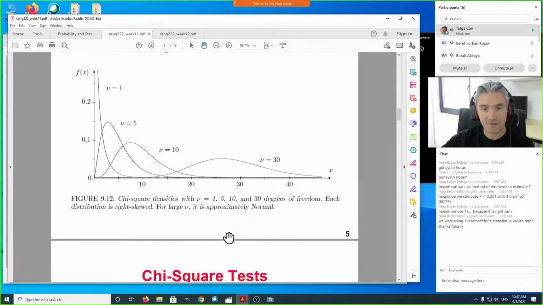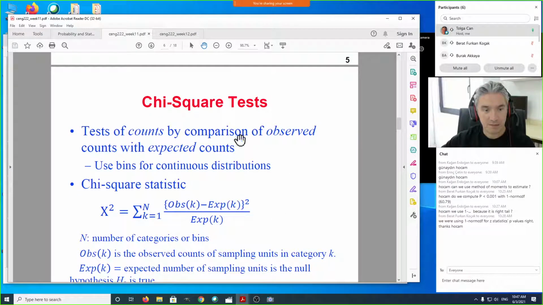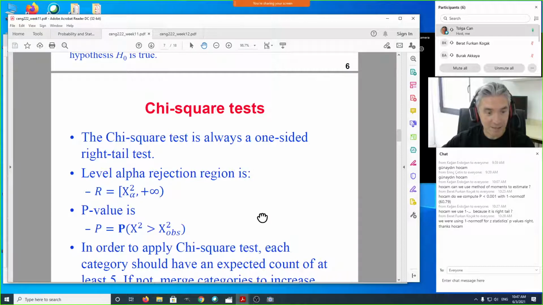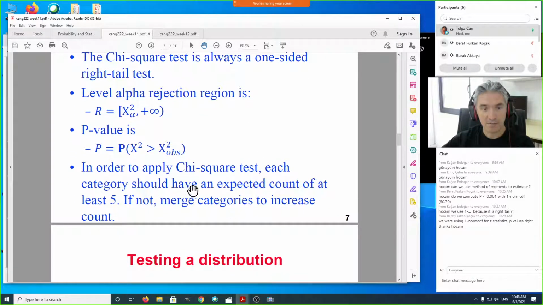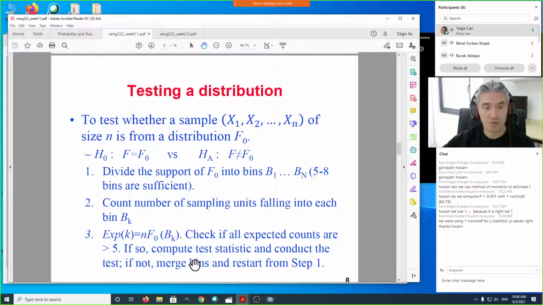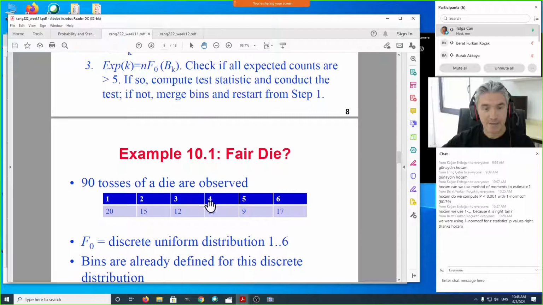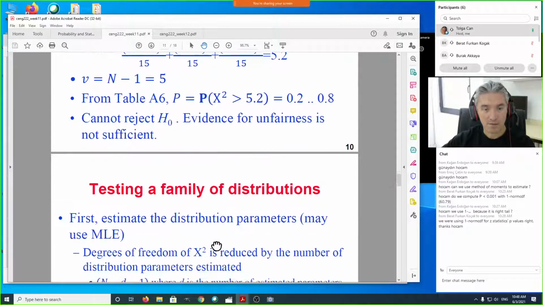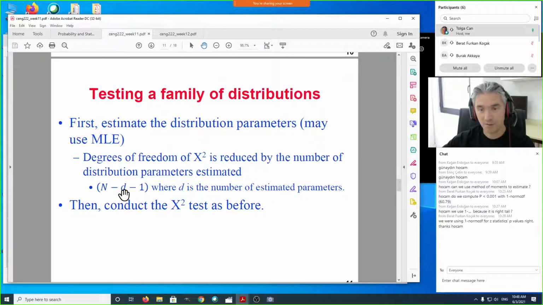We have seen these different chi-square shapes for different degrees of freedom. And yeah, we have gone over this formula, what we can use the chi-square test for. It's always a right tail test. Here, each category should have an expected count of at least 5. That's another thing. So testing against a specific distribution, we have covered this. This was the Faraday example we have covered. And testing against a family of distributions, the only difference from the first case is that the degrees of freedom decrease by the number of parameters that you estimate.